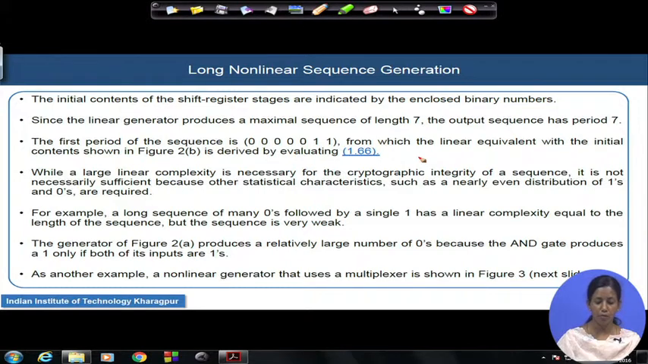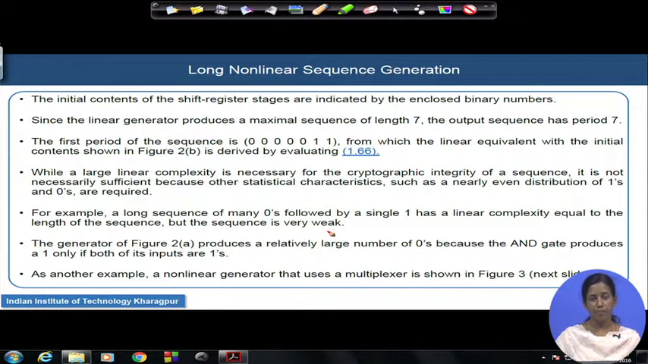For example, the number of ones and the number of zeros that you are generating in that sequence should be very well balanced. Contiguous ones and contiguous zeros should not come either. So, the statistical property of that sequence is also very important when we are talking about linear complexity, otherwise the sequence will be very weak. For example, if a long sequence has a very large number of zeros followed by a single one, and then again a long run of zeros, the linear complexity may be very high, but the sequence is very weak and can very easily be cracked.